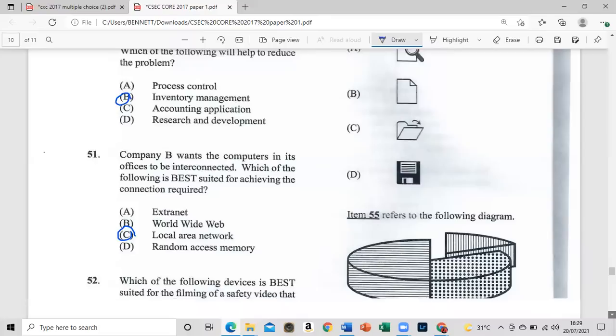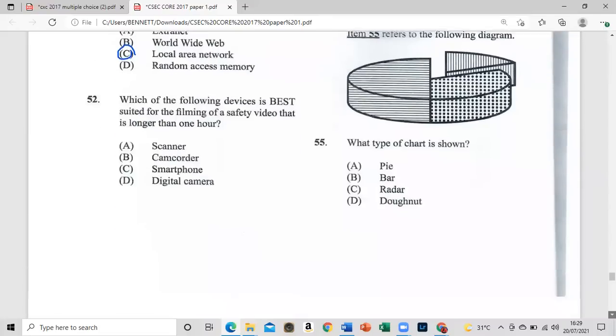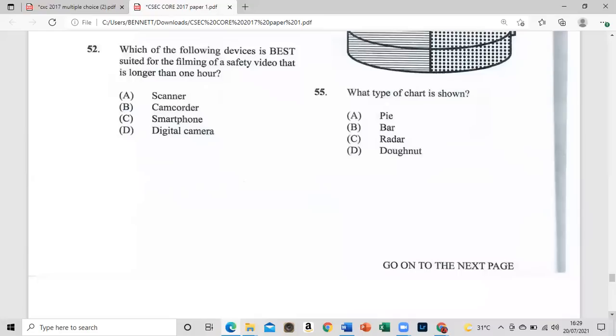Almost at the end, and the exam is gonna be fabulous. 52 says, which of the following device is best suited in filming a facility video that is longer than 1 hour? Is it a scanner, a camcorder, a smartphone, or a digital camera? Over 1 hour, definitely B. Let's go, guys. We're right. Let's move on to 53 now.